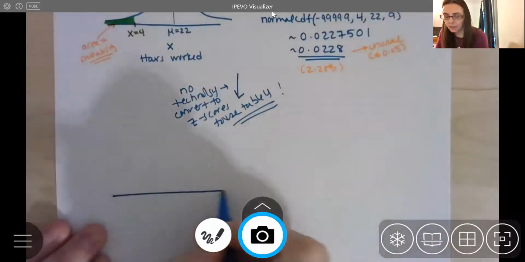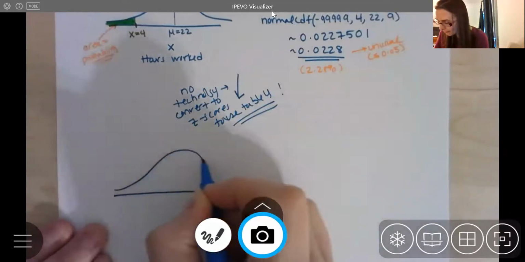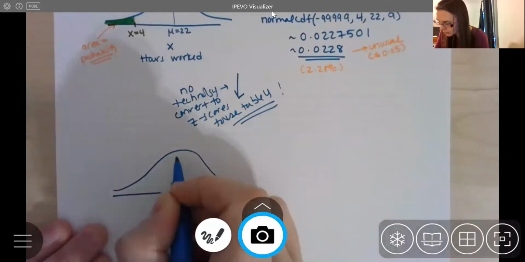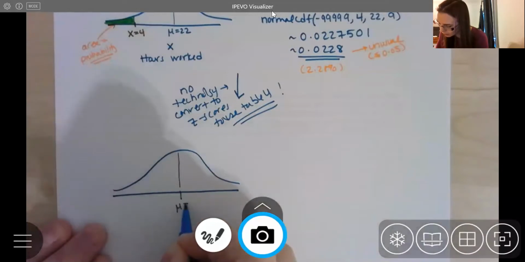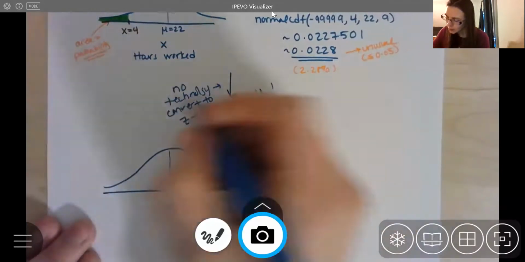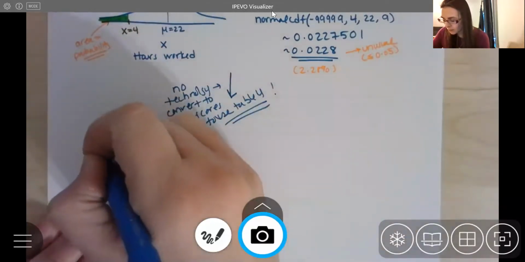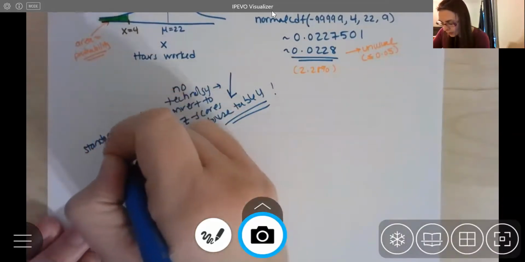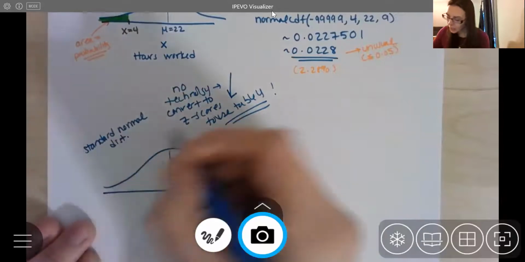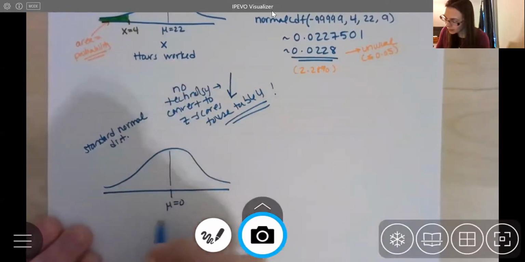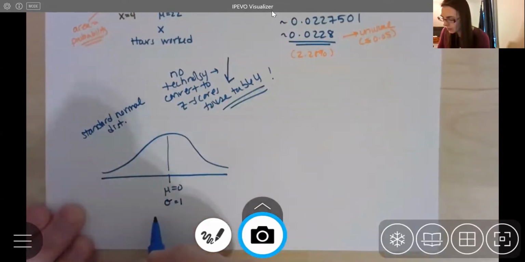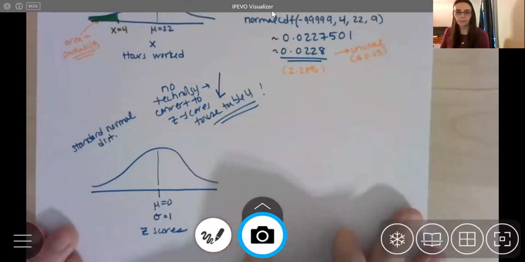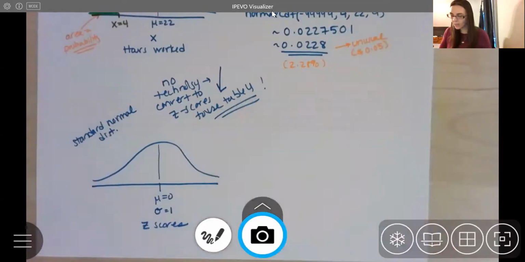So what's going to happen is your graph's going to look the same, but our center is going to be at 0. So remember, when we convert to z-scores, we're using the standard normal distribution instead. So your mean is 0, and then I'm just going to make a note here that your sigma is 1. And again, we're looking at z-scores here, not x values. Now we can change over.